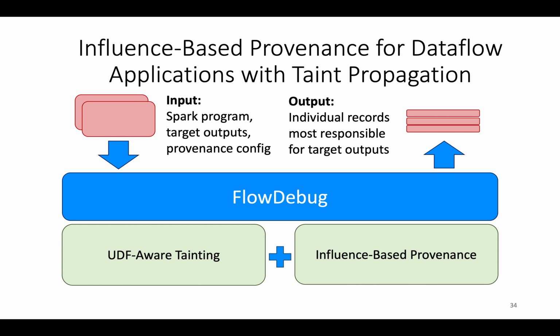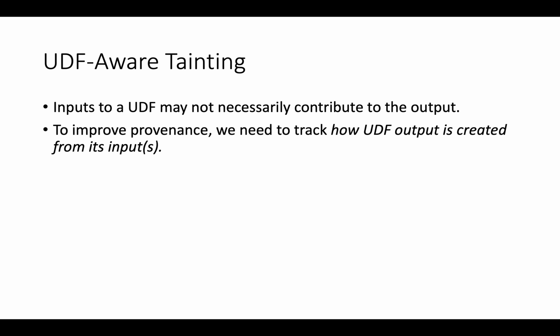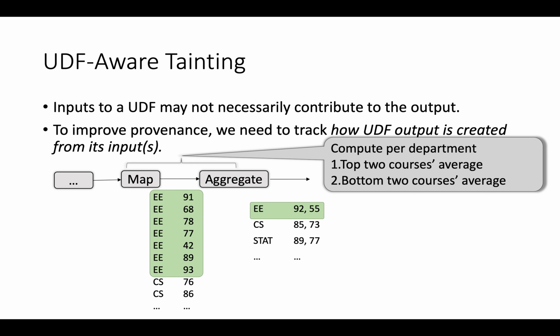The first half of FlowDebug, UDF-aware tainting, is based on the following. Earlier, when we looked at the top and bottom average aggregation in our running example, we observed that inputs to a UDF don't necessarily contribute to the output. In order to improve the precision of our provenance, we need to track how inputs interact to form UDF outputs. Reusing the running example, we observed that the traditional provenance approach traces all of the EE records, but we also determined that many of the traced records don't contribute to the actual output.